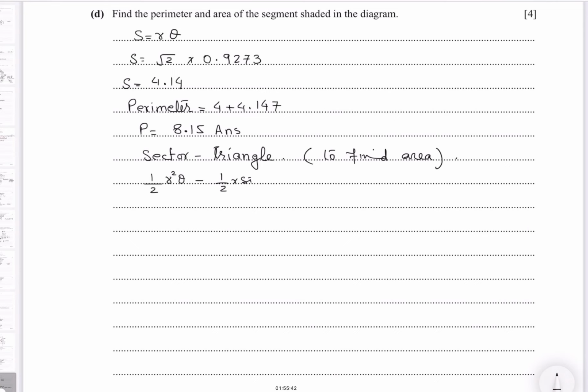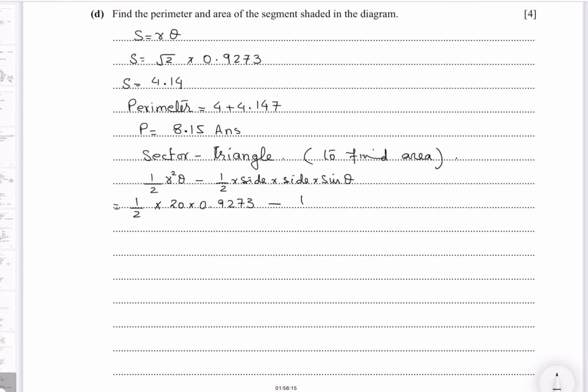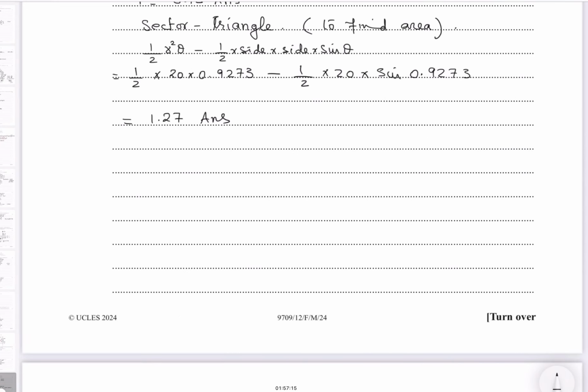Sector minus triangle to find area. Sector is 1 over 2 r square theta minus 1 over 2 into side into side into sine of theta. So 1 over 2 r square theta, so this is 1 over 2 into 20 into 0.9273 minus 1 over 2 into 20 into sine of 0.9273. Now simplify it. You get the answer 1.27.